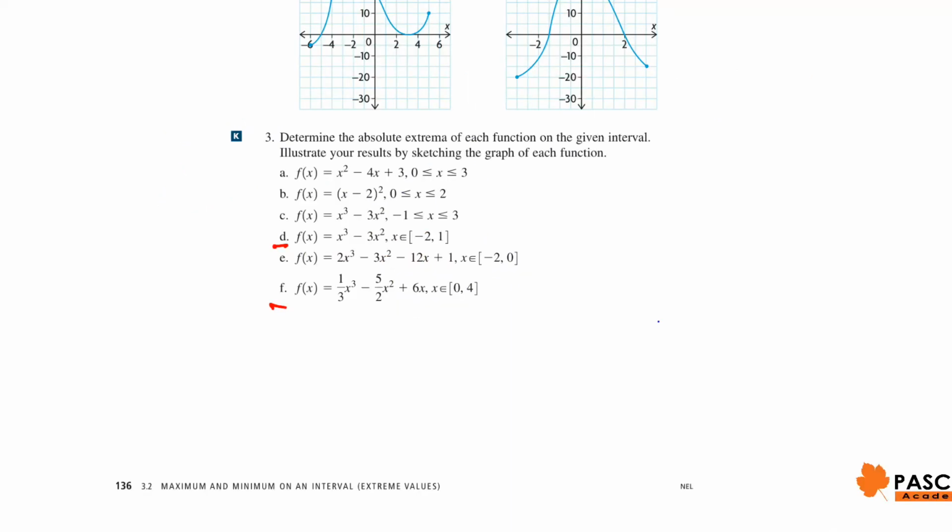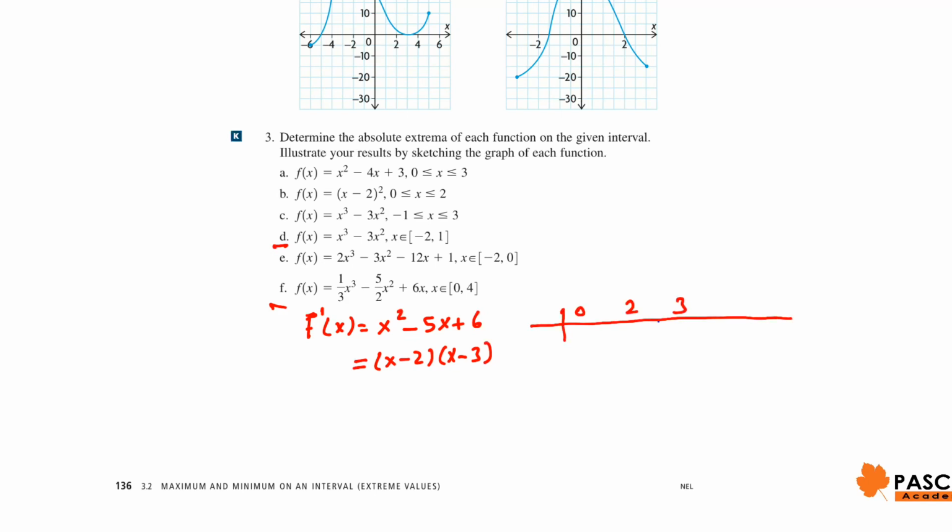Next question. f(x) = 1/3 x^3 - 5x^2 + 6x, x between 0 and 4. The derivative of this function is x^2 - 5x + 6, which is (x - 2) times (x - 3). Therefore, 0, 2, 3, and 4 are critical numbers and endpoints.